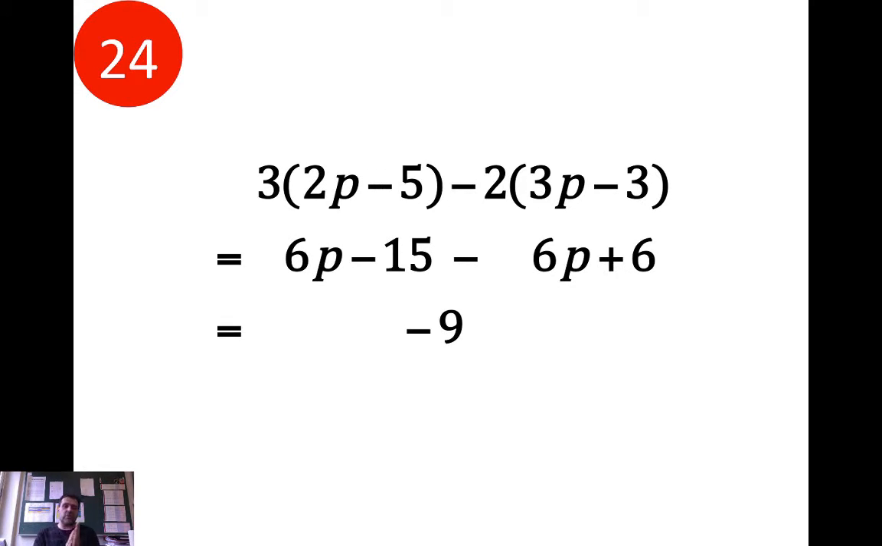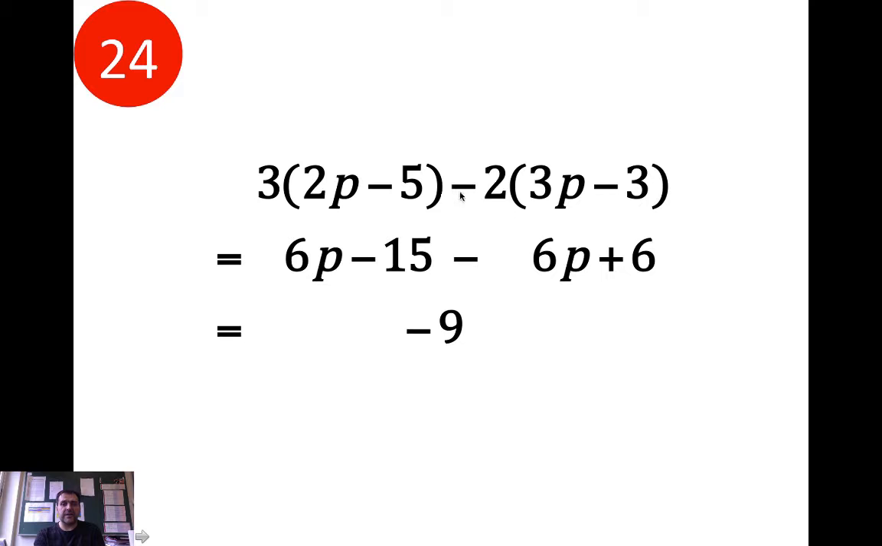Question 24. Another similar sort of question. So we've got 3 brackets 2p minus 5 minus 2 brackets 3p minus 3. So again, doing all the multiplying first. 3 times everything in that bracket. So 3 times 2p gives you 6p, and 3 times minus 5 gives you minus 15.